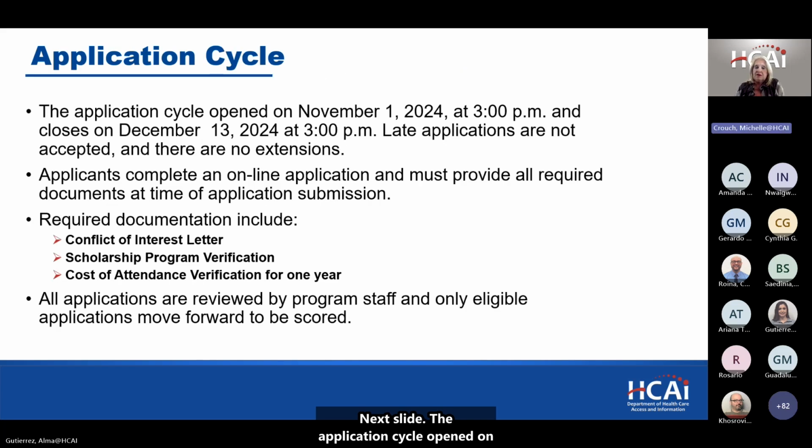The application cycle opened on November 1st and will close on December 13th. Late applications are not accepted and there are no extensions or exceptions. Applicants must complete the online application and must provide all the required documents at the time that they file their application. The required documentation includes a conflict of interest letter, if applicable, the scholarship program verification, and a cost of attendance verification for 1 year. All applications are reviewed by program staff, and only those eligible applications will move forward to be scored. Next slide.